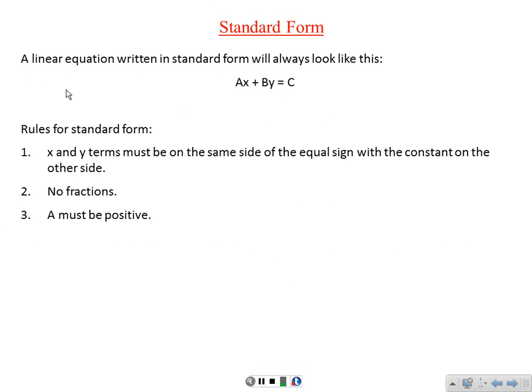Alright, so a linear equation written in standard form will always look like this: ax plus by is equal to c. Rules for standard form. These are the three rules that you need to know, because if I ask you to write it in standard form and you break one of these rules, I'm going to count it wrong. Number one, x and y terms must be on the same side of the equal sign with the constant, just the number, on the other side. Number two, no fractions. Number three, a must be positive, so this leading coefficient must be positive.